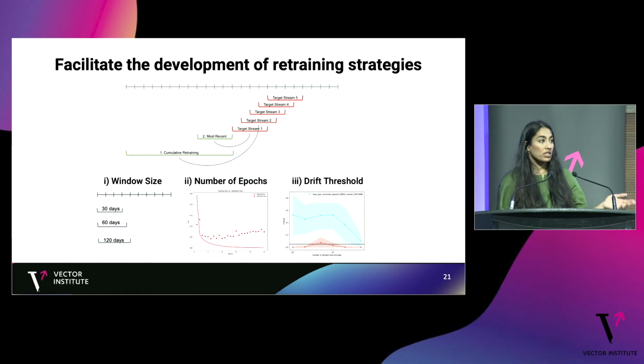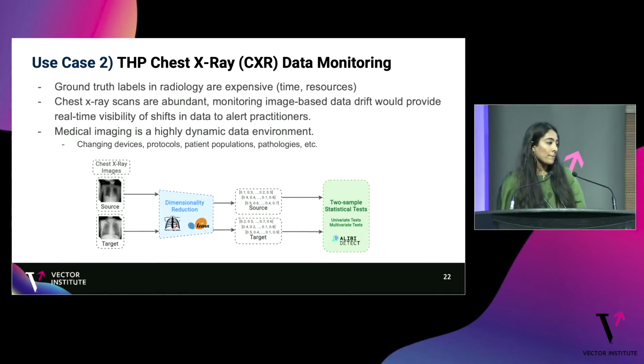A lot of our speakers today already hinted at that a little bit. By doing these simulated deployment setups, we can evaluate the performance of our model over time when we try out different retraining strategies, playing around with things like window size and the drift threshold for triggering the retraining. Our second use case is a collaboration with THP, Trillium Health Partners, for chest X-ray data monitoring.